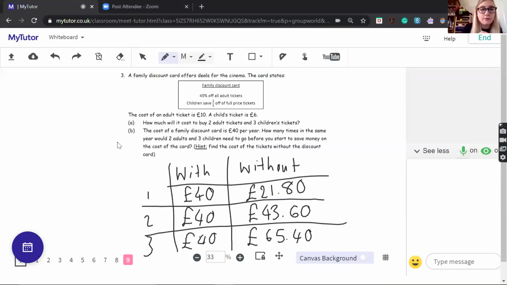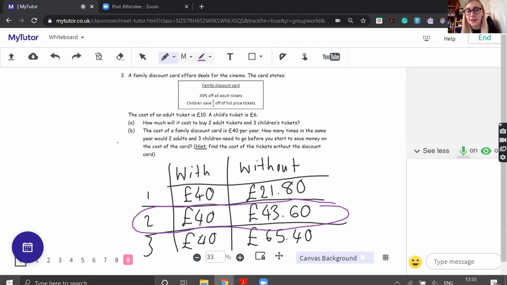So then we can see that even if we just go twice, it's cheaper to buy the family card, because without the discount card, it would cost us £43.60. Whereas with the discount card, it still only costs us that flat rate of £40.